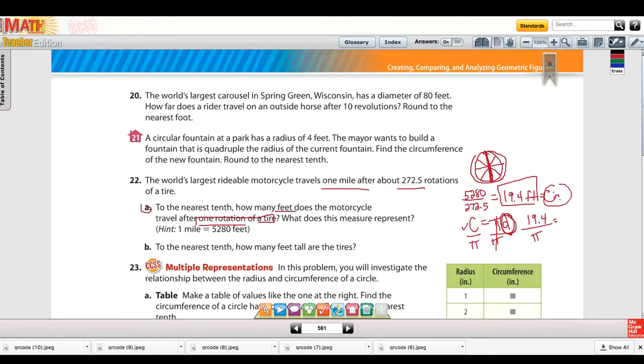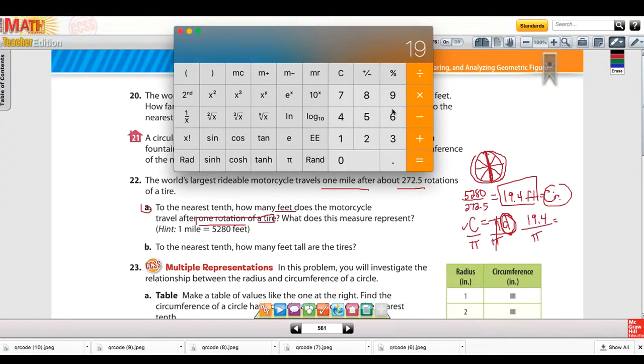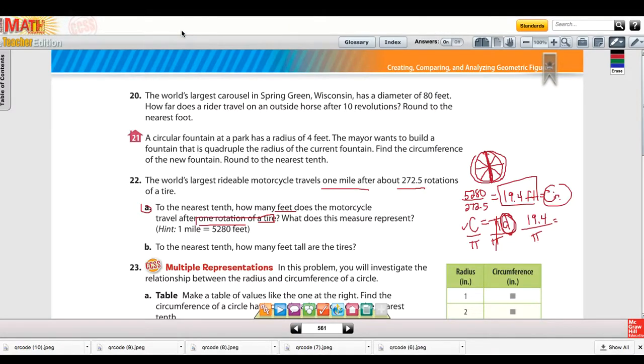And we bring that up and type in 19.4 divided by pi equals 6.17. It says to round to the nearest tenth, so 6.2 is the diameter of the wheel. So I'll go ahead and write that final step, which is 6.2 feet. Make sure that you have all the work shown for problems 20, 21, and 22 on your note sheet.